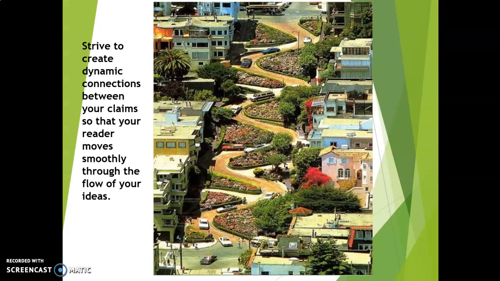This is the metaphor that I would like to emphasize. This is Lombard Street in San Francisco, which some of you have probably driven down. And if you haven't, that's something that you'll probably want to check out someday. But this is a metaphor for what you want to do with your essay. You want to create dynamic connections between your claims so that your reader moves smoothly through the flow of your ideas. One idea leads to the next idea, which leads to the next idea. There's a sense that all of it flows together. And this doesn't happen by accident. A writer has to really work on making each paragraph move into the next paragraph smoothly.